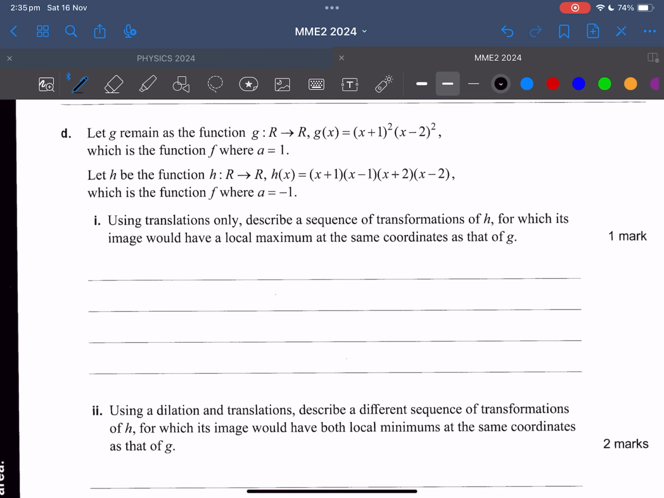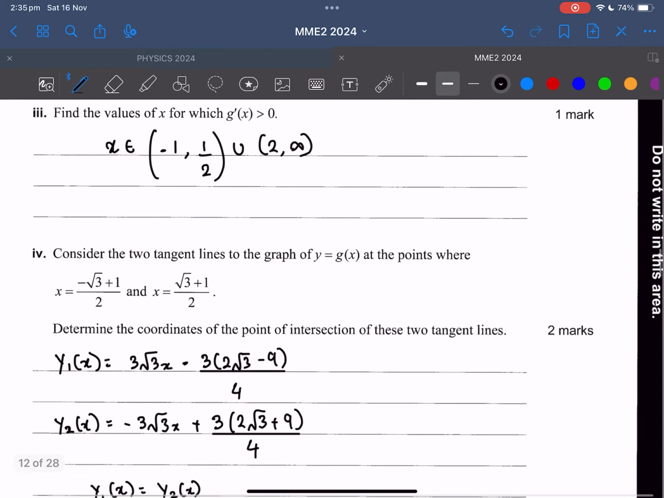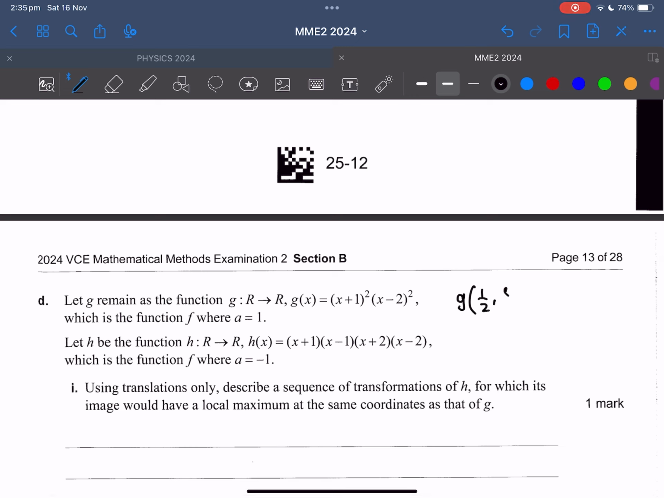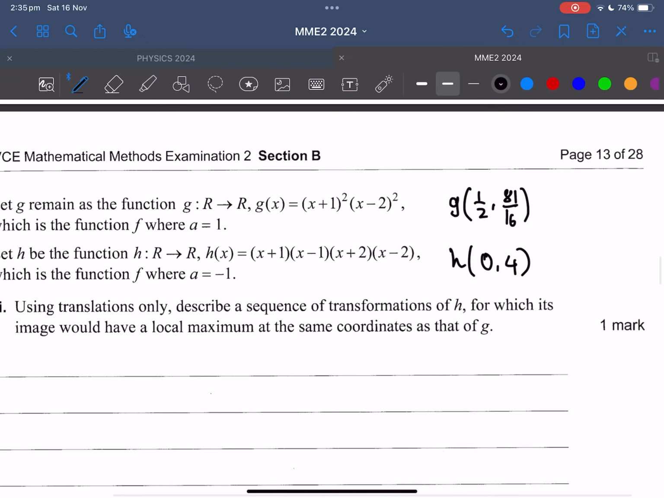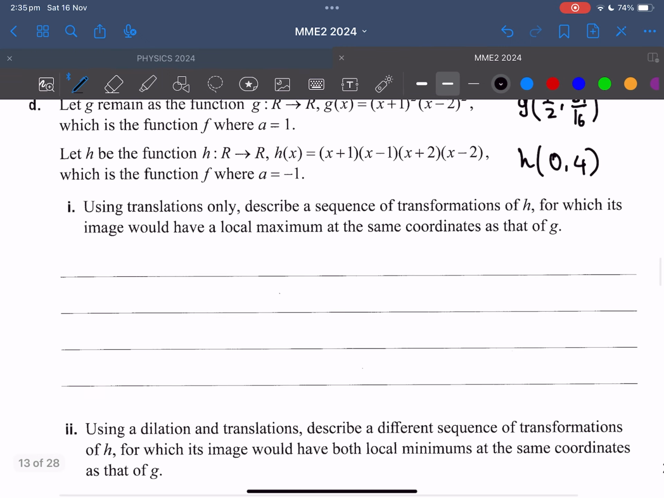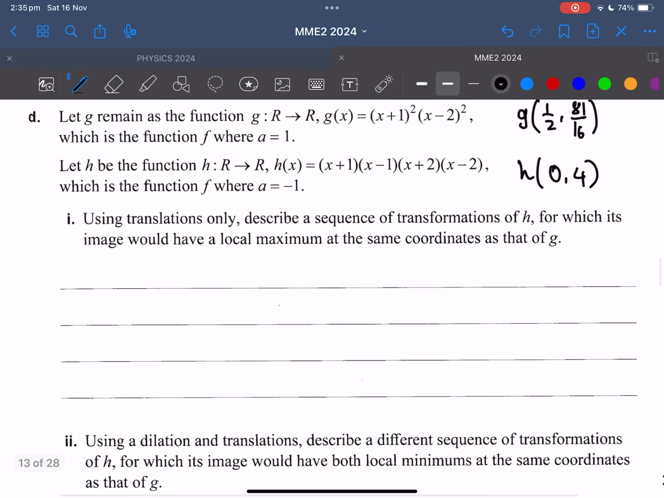Okay, so basically our local maximum for G, I believe, was (1/2, 81/16). Yep, so (1/2, 81/16). And for H, we found it to be (0, 4). Okay? Using translations only, describe a sequence of transformations for H for which its image would have a local maximum at the same coordinates as that of G.